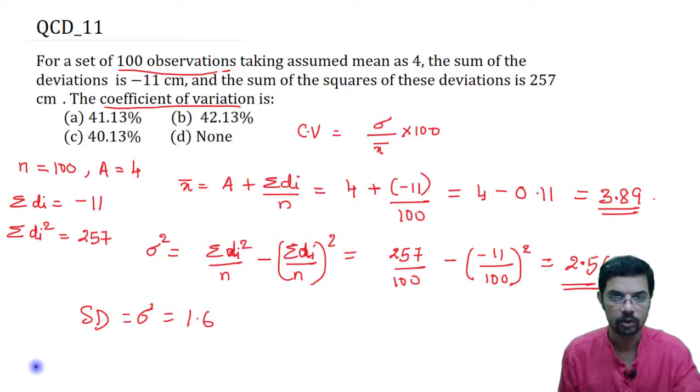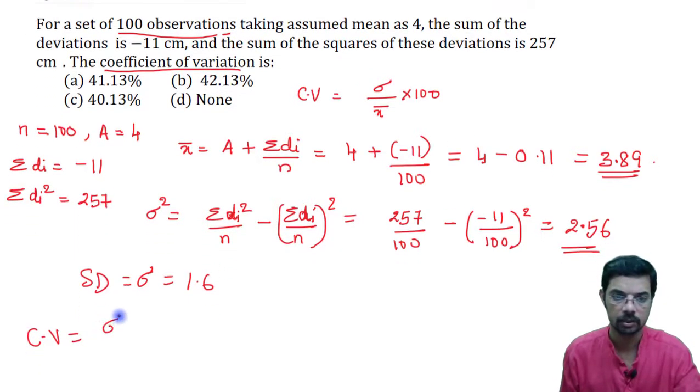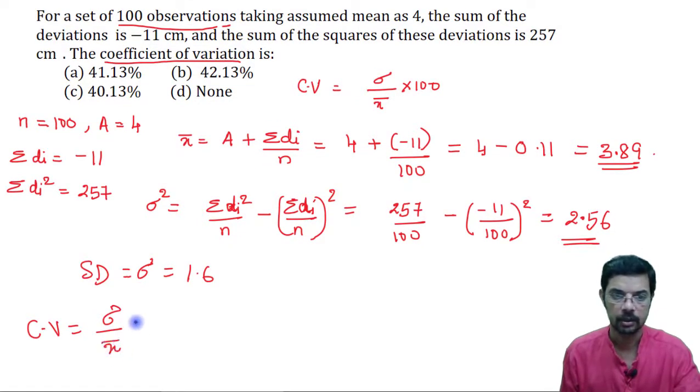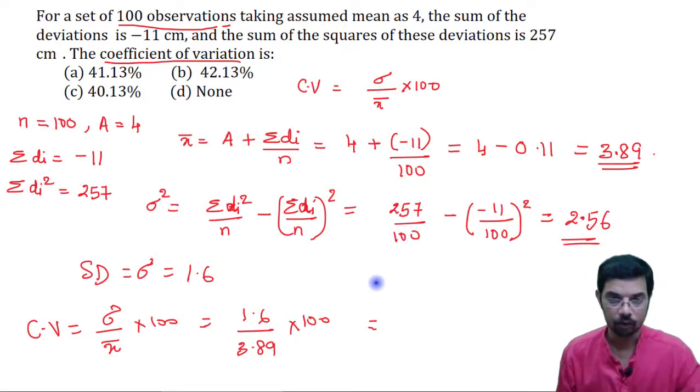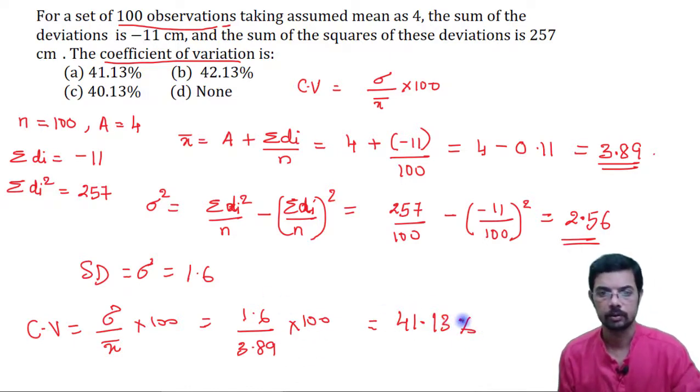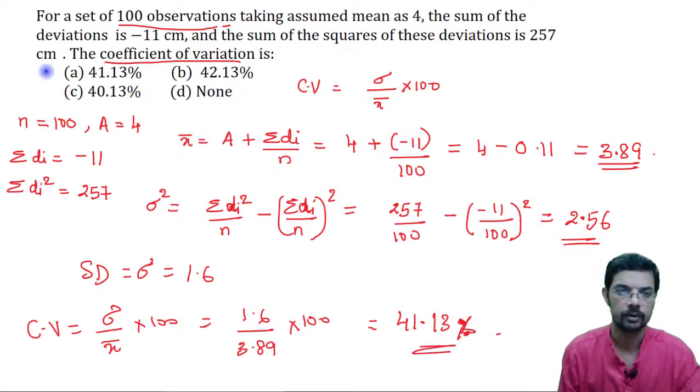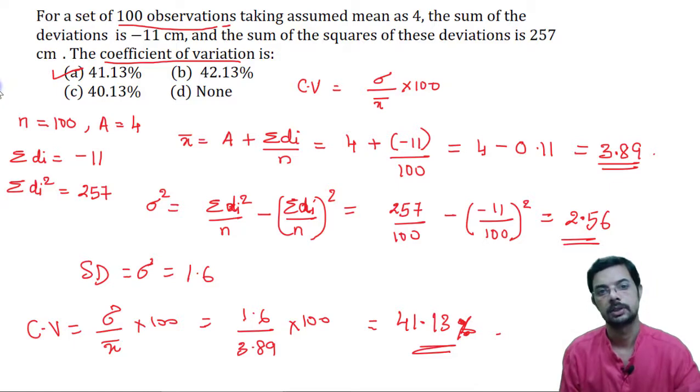Now what is the coefficient of variation? CV is equal to sigma by x bar into 100. So that is sigma, 1.6, divided by x bar, 3.89, into 100. Finally it will be equal to 41.13 percent. You can calculate this and get 41.13 percent. So this is the coefficient of variation, 41.13 percent, option A.